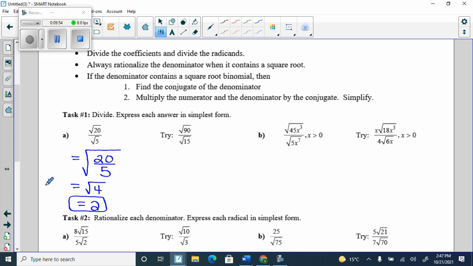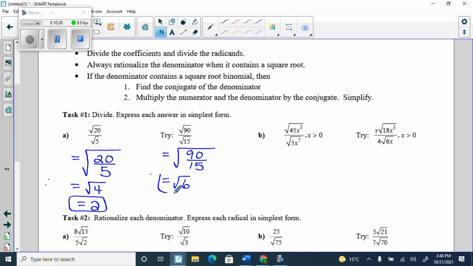90 and 15, do those divide evenly? Yes. So 90 and 15 we can divide evenly. So we can go 90 divided by 15. How many times does 15 go into 90? 6. So this we can write as the square root of 6. Can 6 simplify at all?